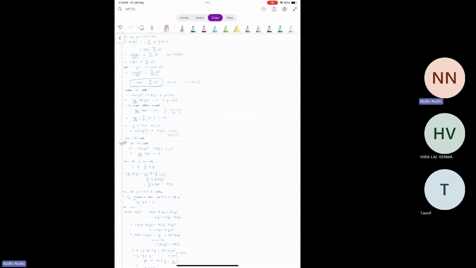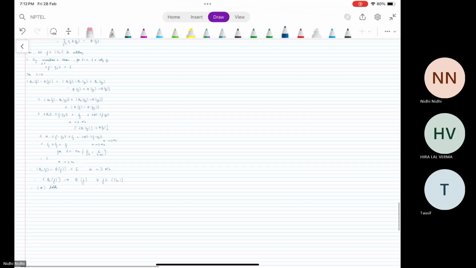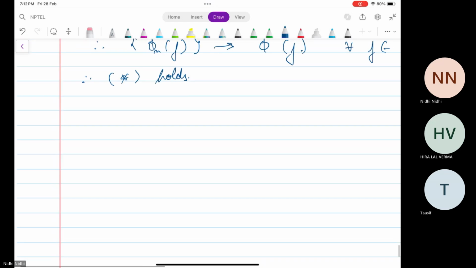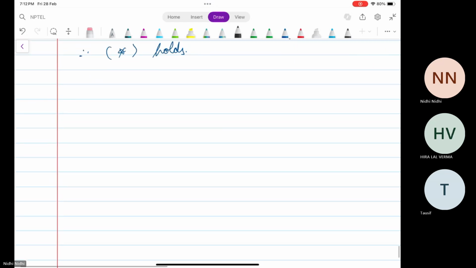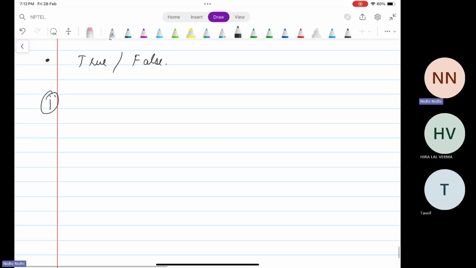So if you don't have any doubt, let's move ahead. Let's look at some true false problems. One. Let V be an infinite dimensional Banach space.